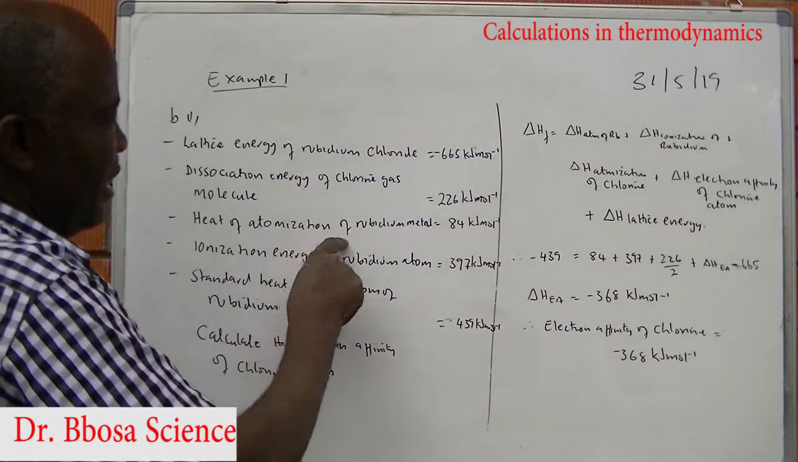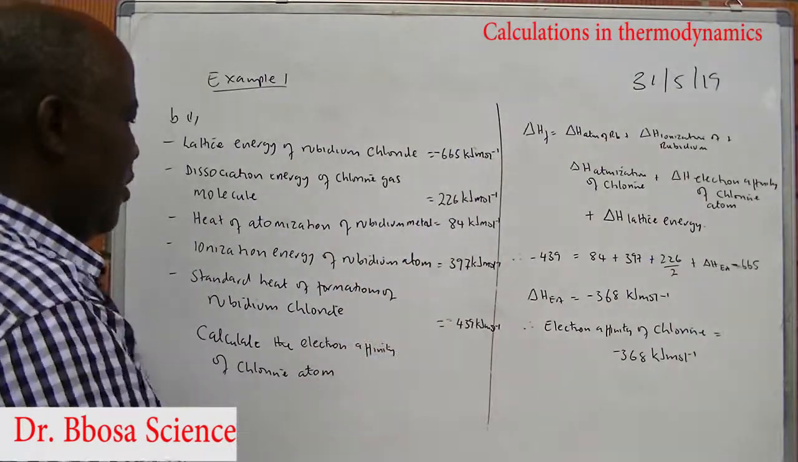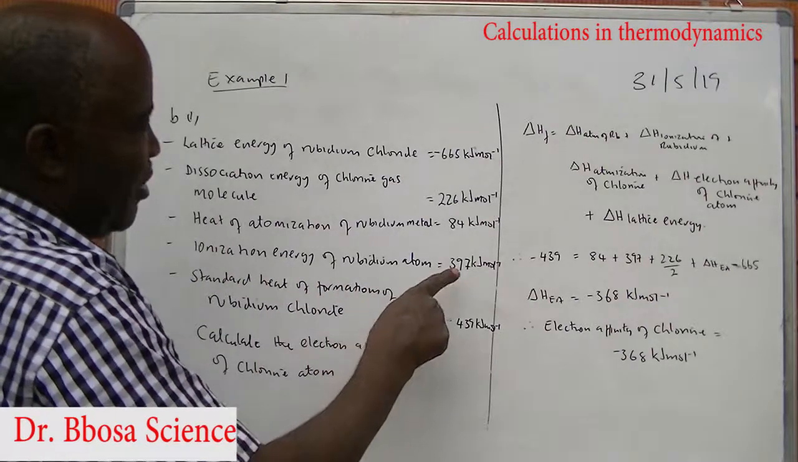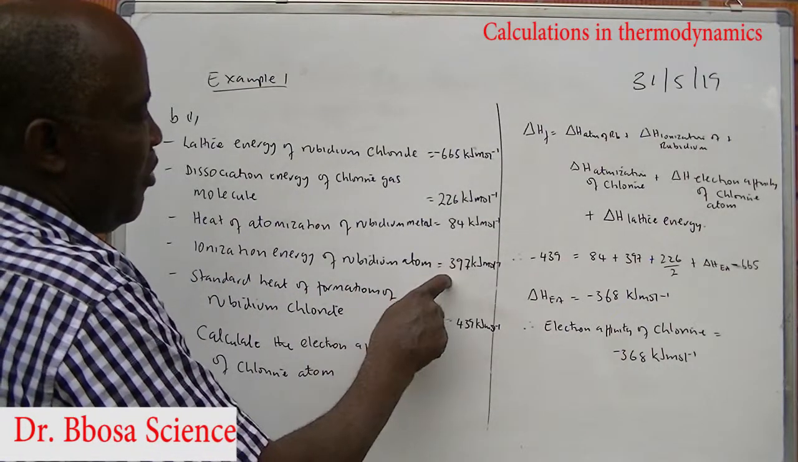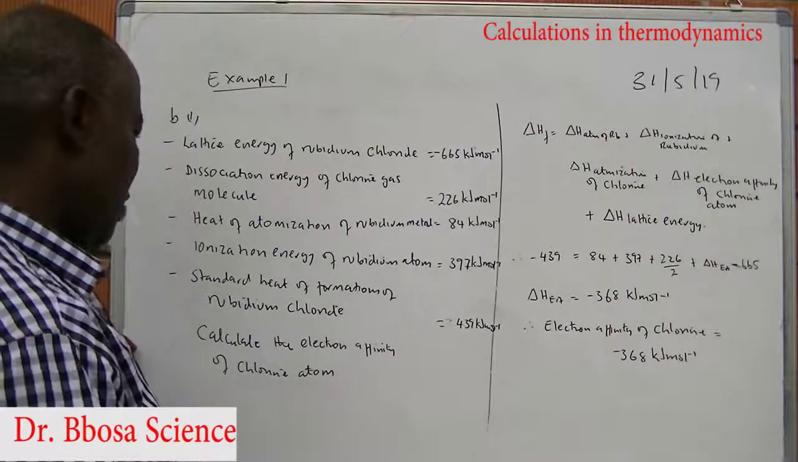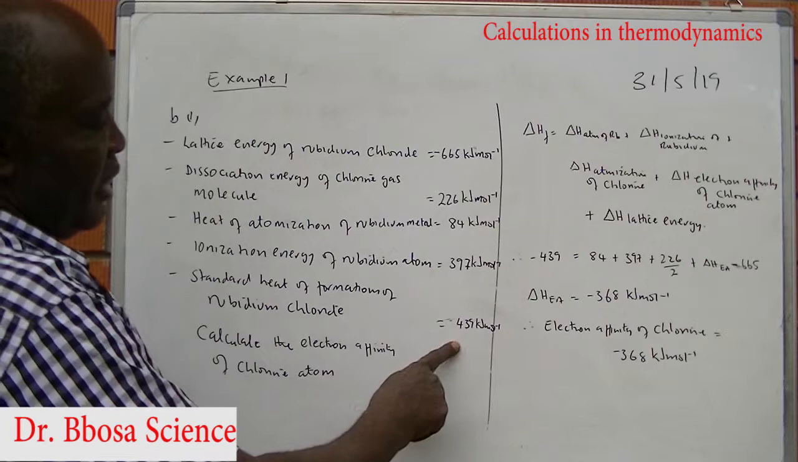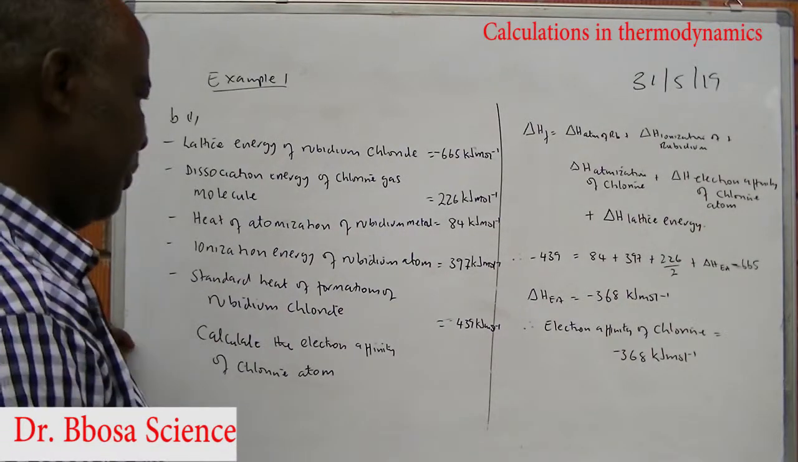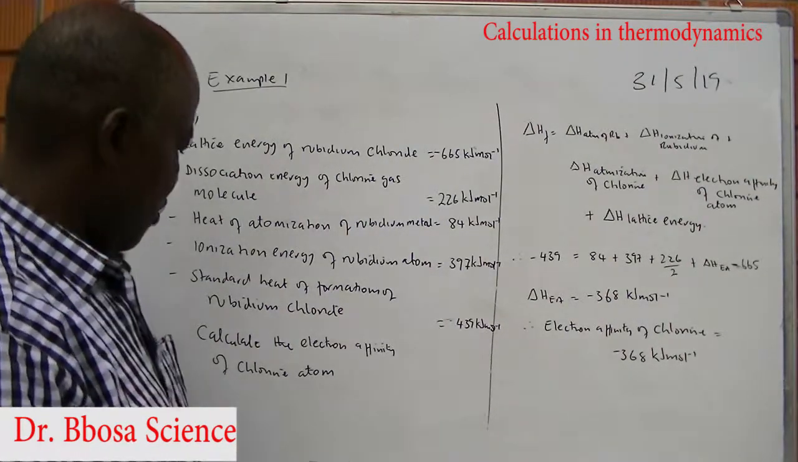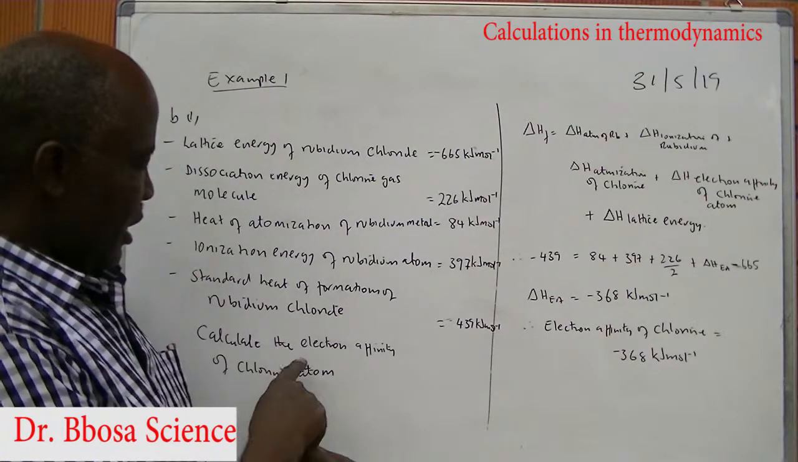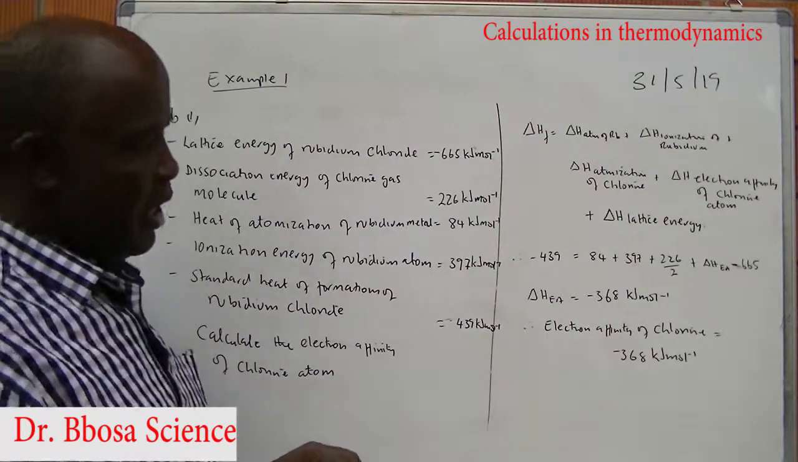Heat of atomization of rubidium is 84 kilojoules per mole. Ionization energy of rubidium atom is 397 kilojoules per mole. Standard enthalpy of formation of rubidium chloride is -439 kilojoules per mole. Calculate the electron affinity of chlorine.